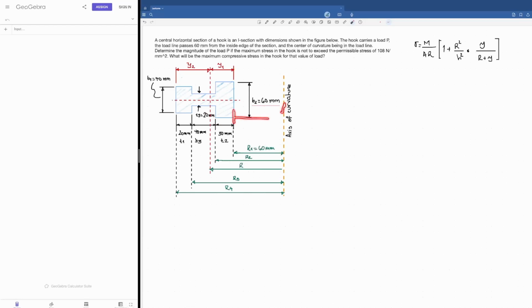So this is the edge of the section, and this is this line. So here is where the load is applied, and the center of curvature being in the load line. So this is the center of curvature, and then the load passes in this line.